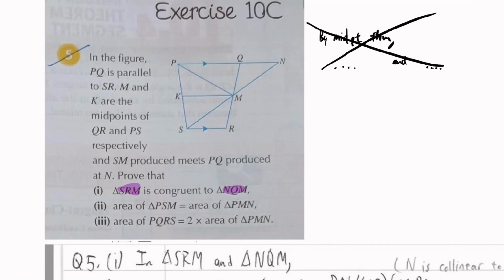SRM, NQM. How do you show that they are congruent? Let me give you the 4 properties that you need. It's either to show congruent triangles. It's either SSS, SAS, AAS, or RHS. So which of the 4? Look at the triangle. X marks the spot. X gives you what?